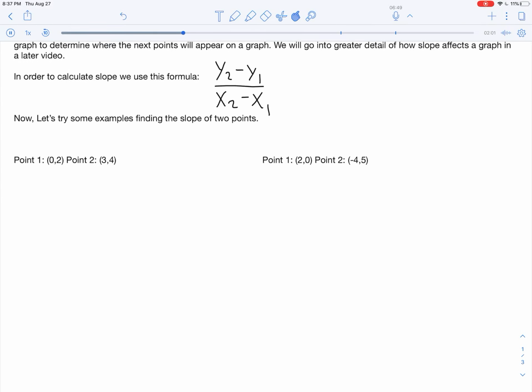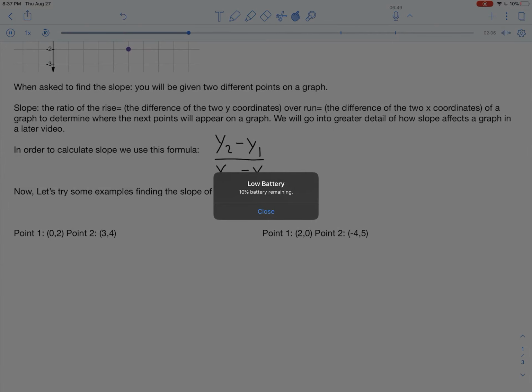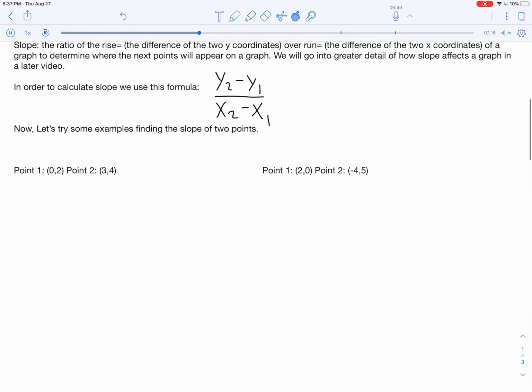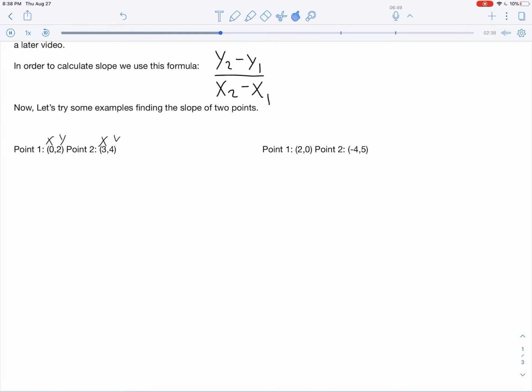Now, our formula for slope is y2 minus y1 over x2 minus x1, as depicted on screen. So let's go ahead and try some examples. So we have point 1 is equal to 0, comma 2, and point 2 is equal to 3, comma 4. So right away we know that the 0 right here is our x-coordinate, and so is the 3 in point 2. And in point 1, we have the 2 as our y-coordinate, and in point 2, we have the 4 as our y-coordinate.